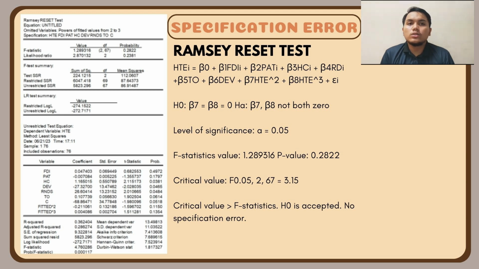This test is conducted to support the theoretical justification for the specification of the model. Then, to test for the Ramsey RESET test, there are two fitted variables added to this model, and we want this to be 0. With the level of significance of 0.05, the F statistic is 1.2893, the P value is 0.2822, and the critical value is 3.15. Thus, we accept the H null, which means that there is no specification error.